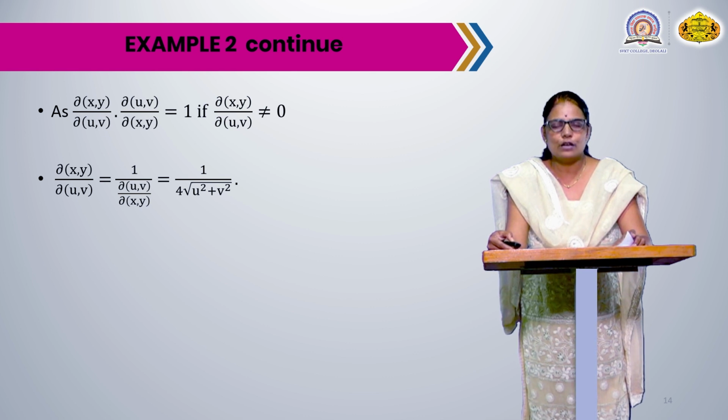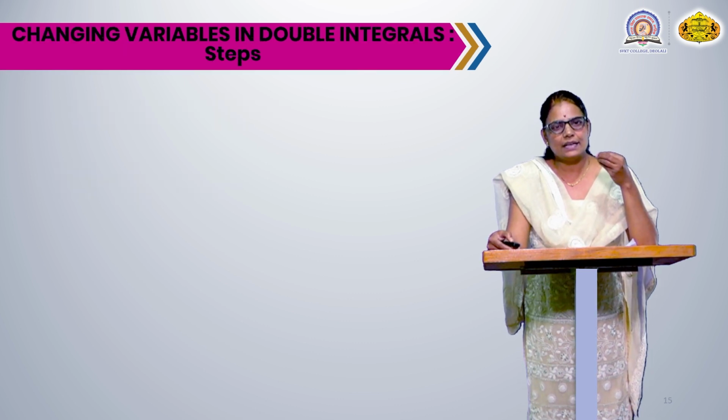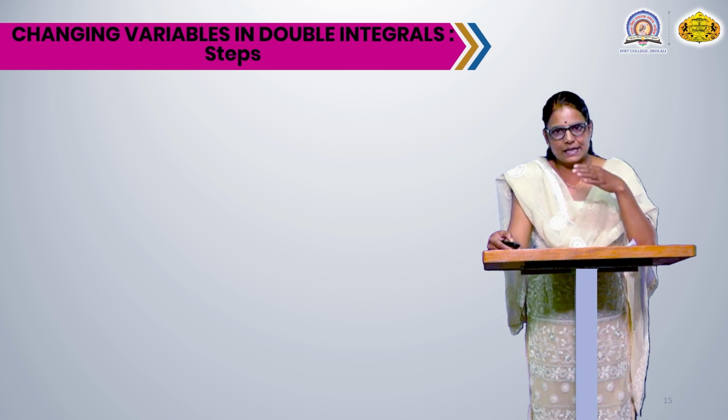So now put the value of ∂(u,v)/∂(x,y). So we get here 1 upon 4 times square root of u squared plus v squared. Okay, that is in case we are given the value of uv in terms of xy.